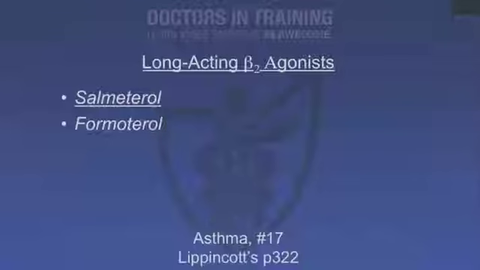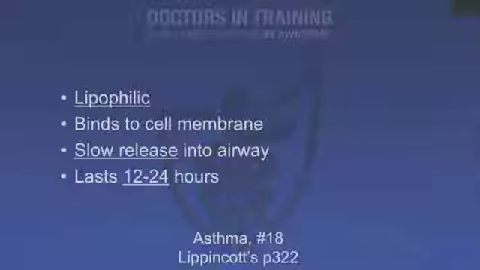We'll move on to the long-acting beta-2 agonist, and the example of that you'll see most frequently is salmeterol. These medications are long-acting because they have a lipophilic component that binds to the cell membrane and allows for slow release into the airway. The effect is usually 12 hours, can be up to 24 hours. So depending on how your individual patient is affected by the medication, they may be able to take it once or twice daily to get effect.